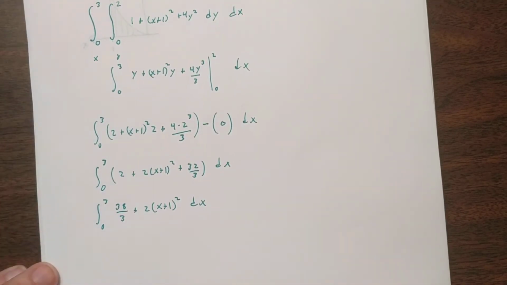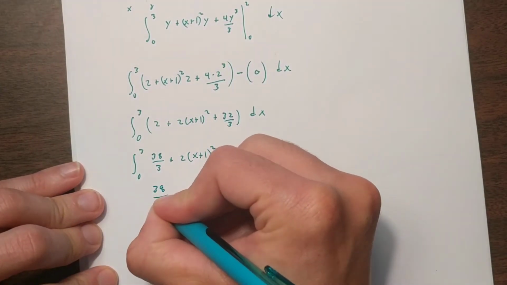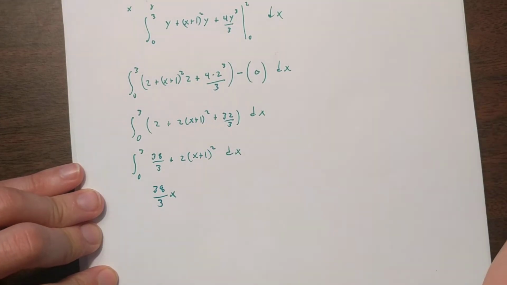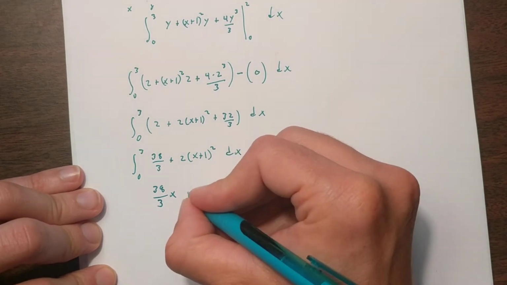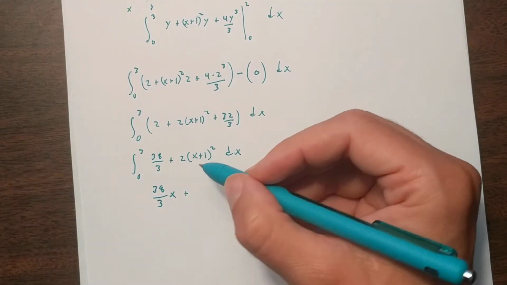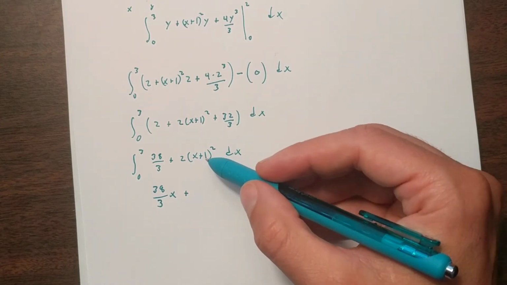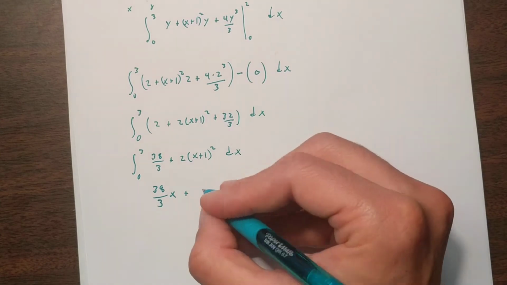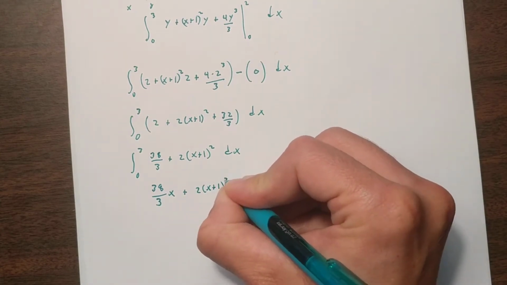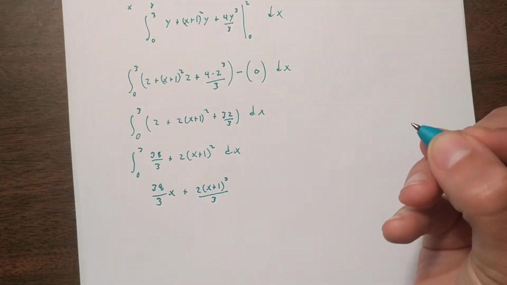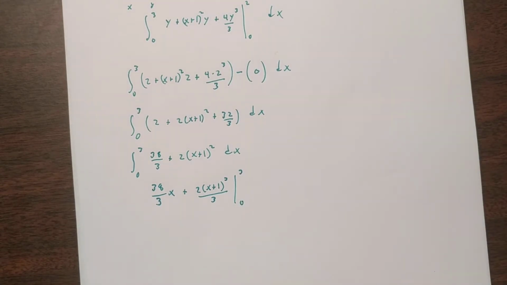Okay. Now, integrating this from 0 to 3. Again, I'm integrating with respect to x, so this is simply 38 thirds times x. For this integral, we raise the power. This is basically a u substitution in a sense. I'm taking this as u, but then du is just simply dx. So this thing I'm going to raise to the third power and divide by 3. So this is going to be 2 times (x plus 1) cubed divided by 3. Now I want to do this from 0 to 3, and so we put our 0 and 3 there.